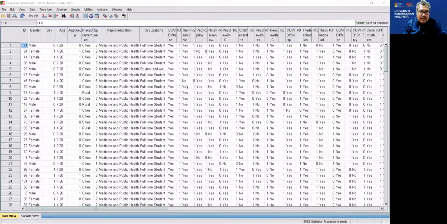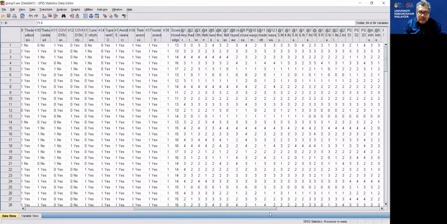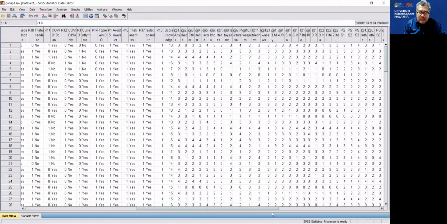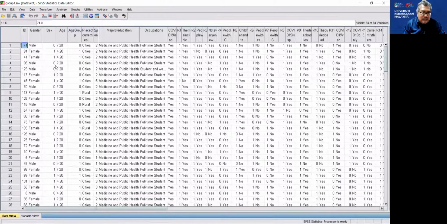So I'm going to demonstrate 3 different tests. One test is Chi-square. Another test is T-test. Then I'm going to show you correlation. So for the Chi-square, we are going to compare between boys and girls, who are having more stress. So the variable is boys and girls.